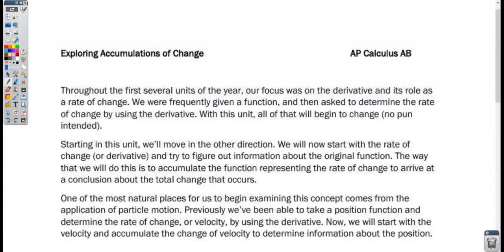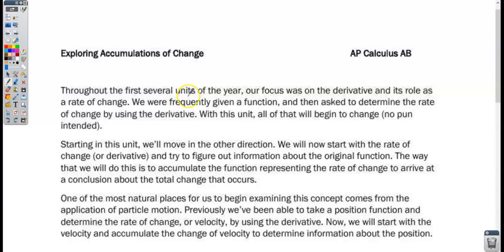In this video we're going to start Unit 6 of AP Calculus, Integration and Accumulation of Change. We're going to start with Section 6.1, which is all about exploring accumulations of change. And the lesson here opens with a lot of text, so let's see what I have to say.